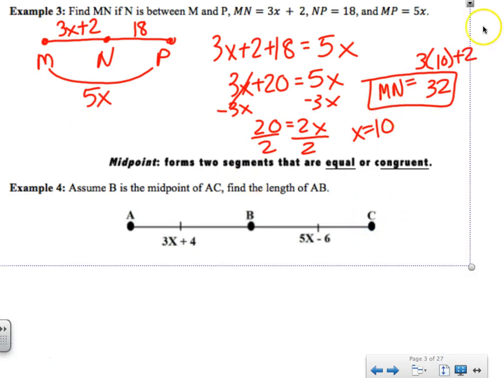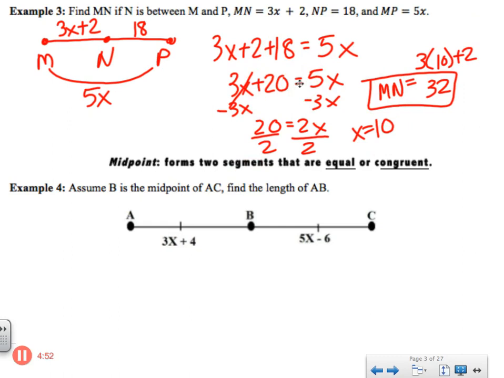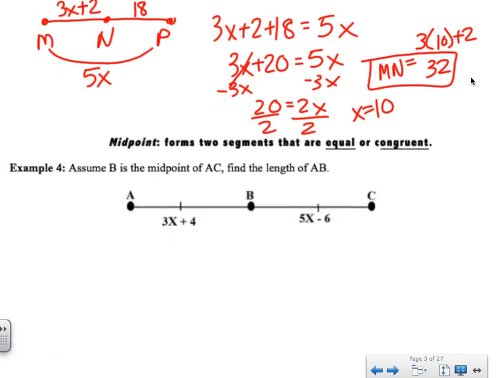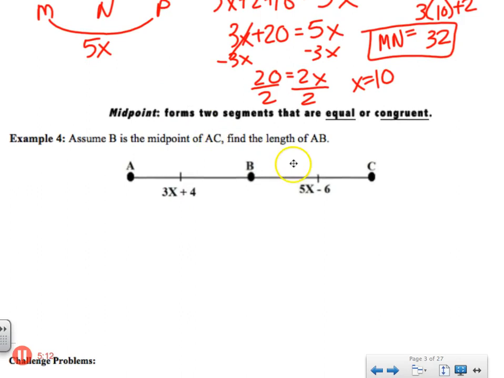So this was a little bit different because I had a variables on both sides problem when I combined like terms. And so notice you had to subtract 3x on this side to bring the x's to the same side. So then once you plug in, you would get 32. So let me know if you have any questions on that one. Otherwise, we're going to move on to maybe a little bit trickier problem using midpoint.